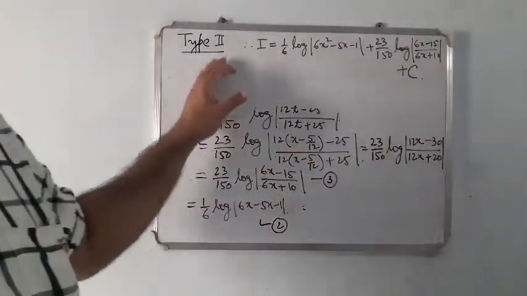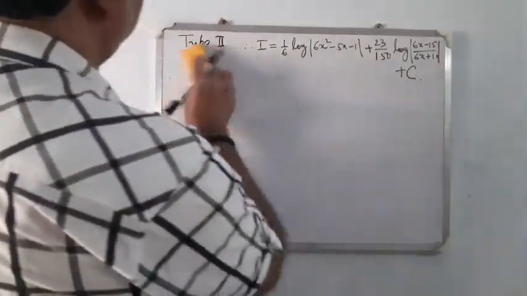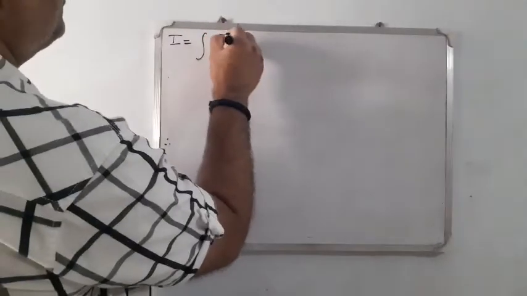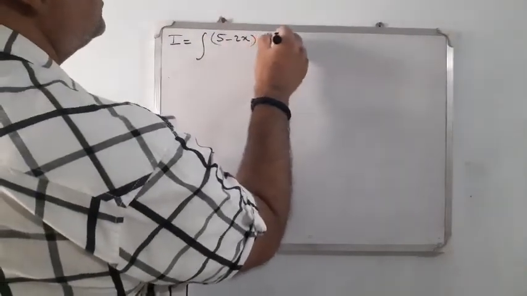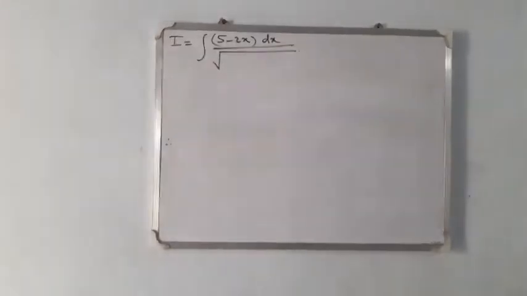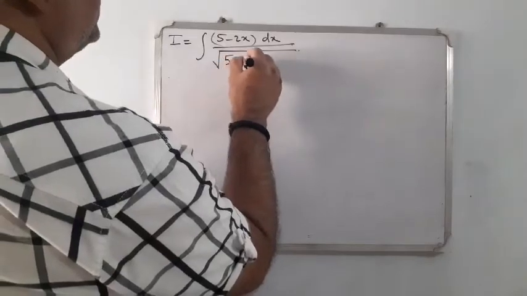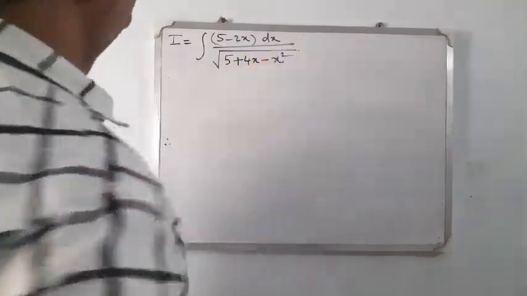So here we have type 2. Now one more problem you can take, say integral for type 2, say integral 5 minus 2x dx by root over, that is 5 plus 4x minus x square. 5 plus 4x minus x square. So say this is I.